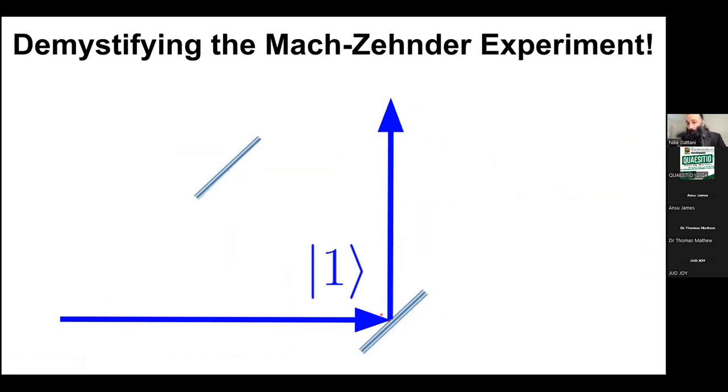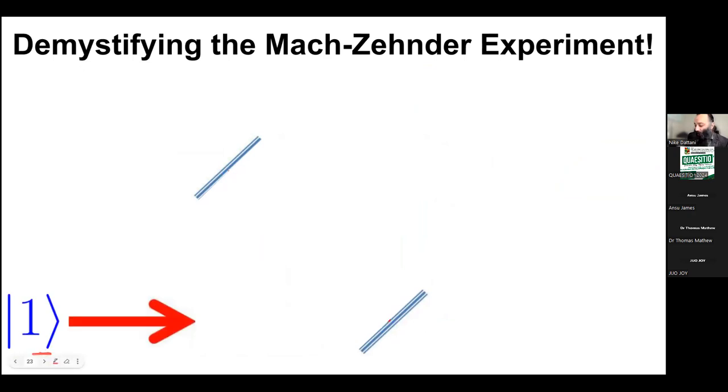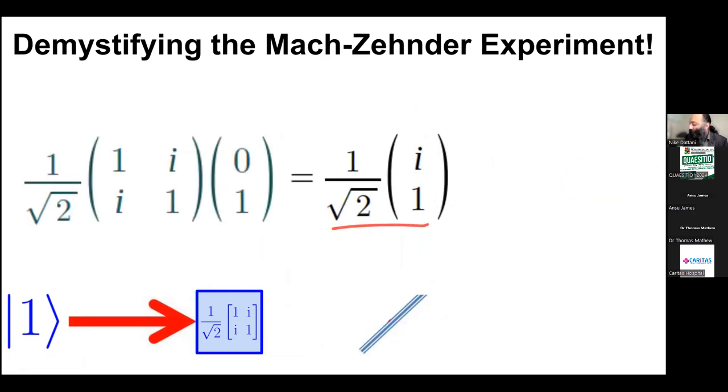So if we have a qubit one representing this path and a qubit zero representing this path, we start with this qubit one. This qubit goes through this beam splitter. This beam splitter is represented by this matrix. When we operate on the qubit with this operator, this is the result we will get when we do the matrix multiplication. So we start with this vector, which is one. We do the matrix vector multiplication and we get this vector here.